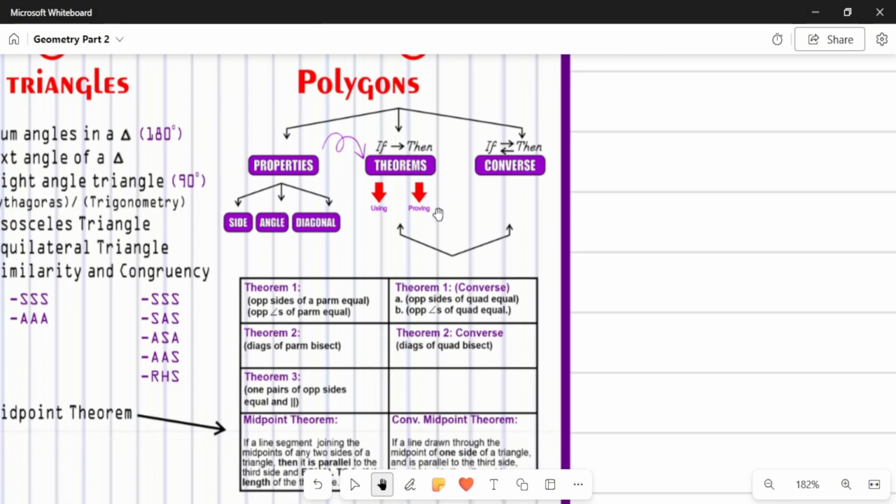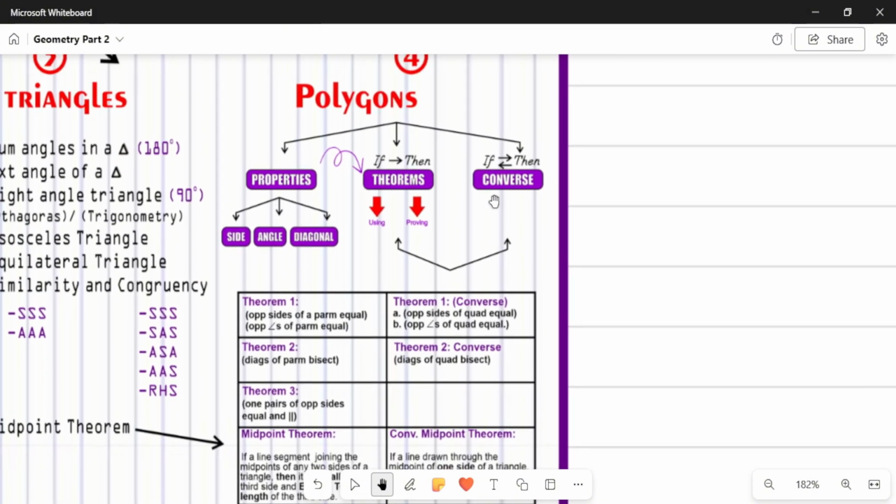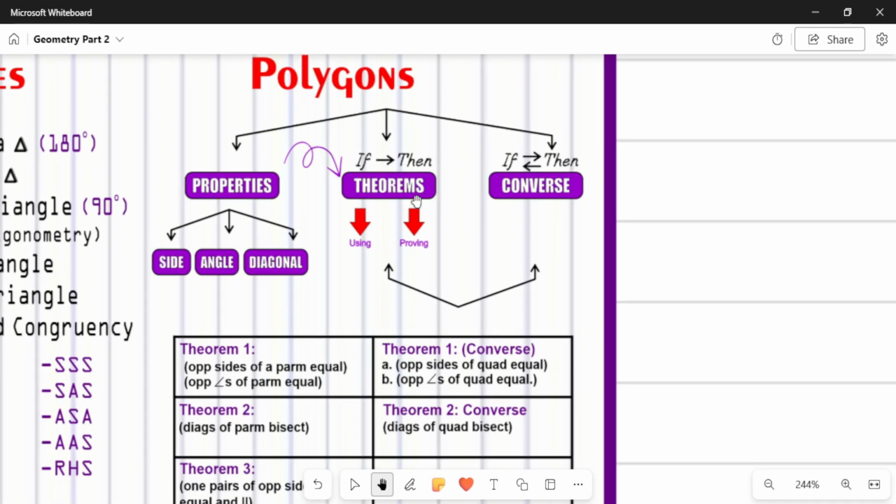When you come to polygons, we need to remember properties, theorems, and converses, and the difference between these 3. When we learn the properties, we need to learn them according to the sides, the angles, and the diagonals. So you can categorize your thinking like that. When you're learning theorems, look for the if and the then statements. When you're learning the converses, more often than not, it's just simply swapping the if and the then statement, right?